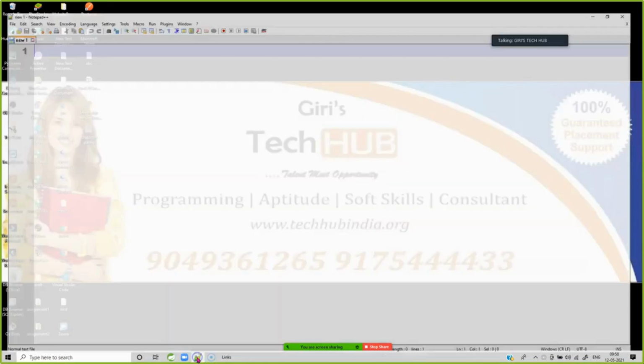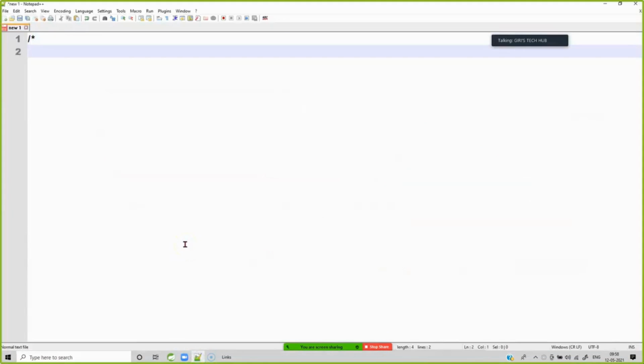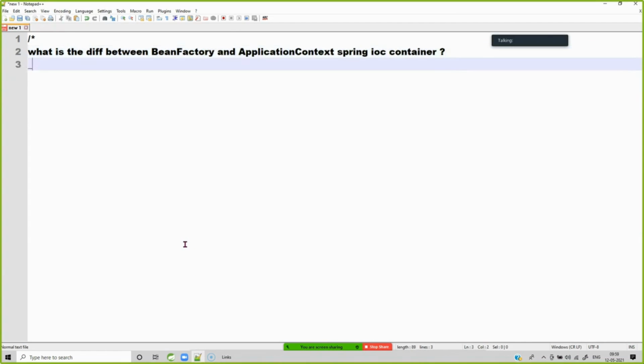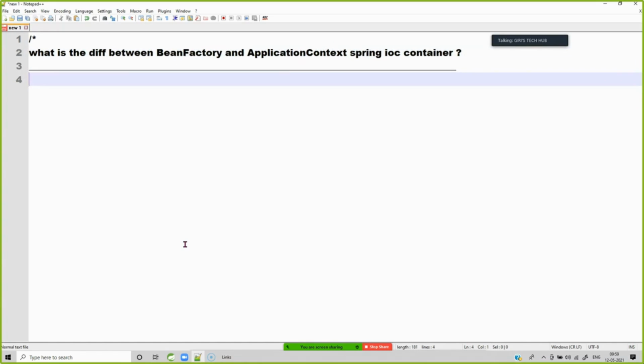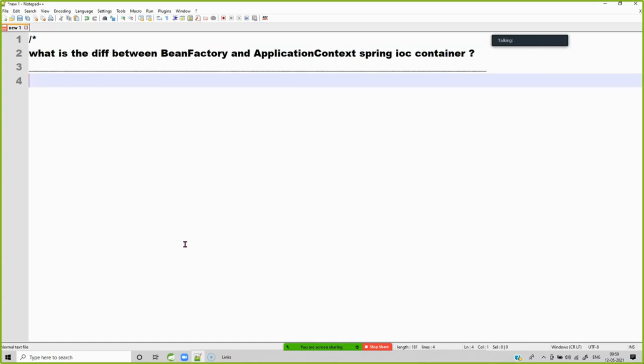Right. Now see, what is the difference between the bean factory and application context? What is the difference between the bean factory and application context in a Spring IOC container? First of all, we can say application context is a child interface of a bean factory.